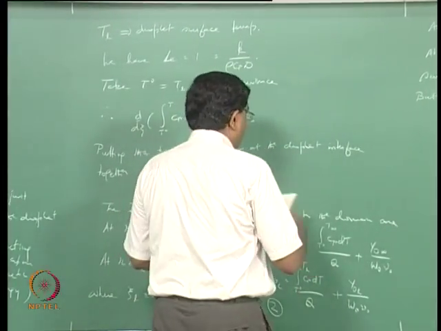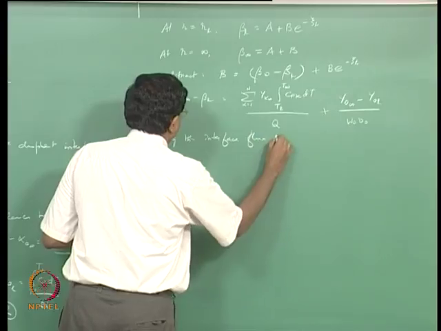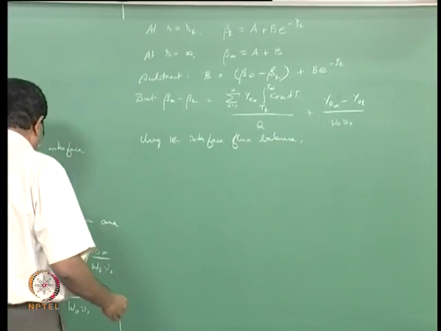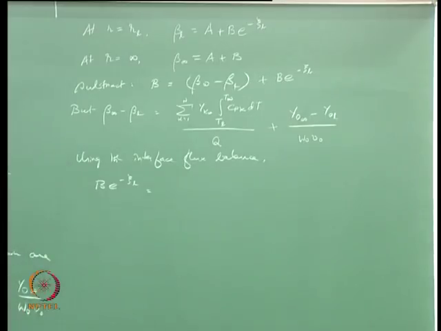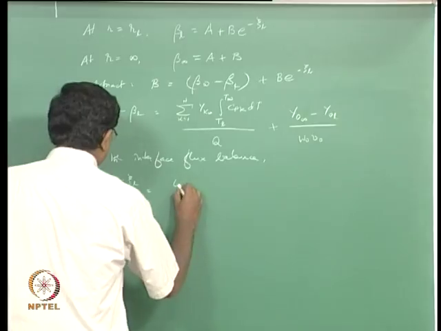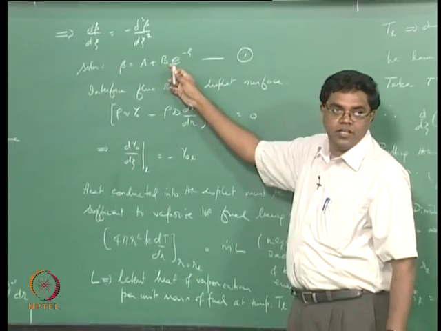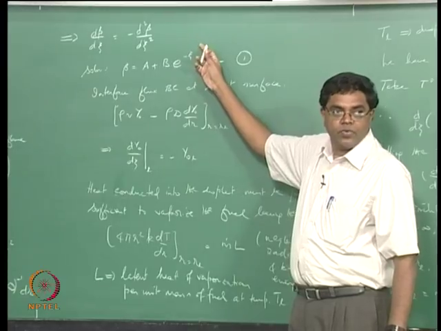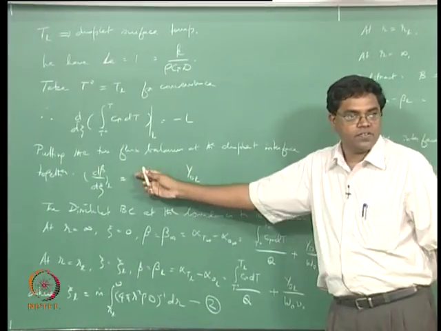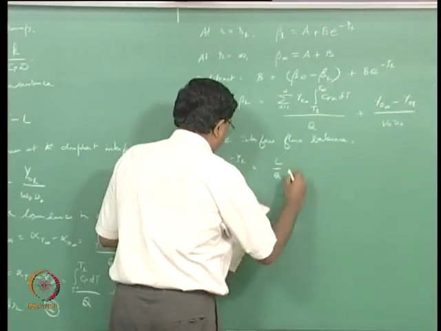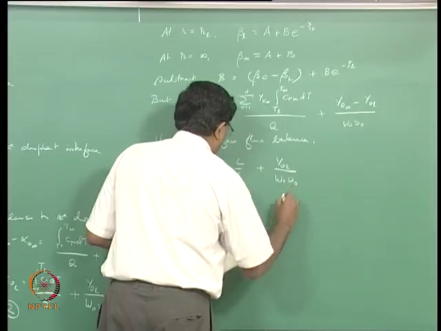So using the interface flux balance, we get B e to the minus psi L equal to L over Q. L over Q, d beta by d psi is going to have a minus B e to the minus psi, evaluated at L. So we should have a negative sign, but they also had a negative sign here, which I am going to turn into positive. So we now have this as L over Q divided by to plus YOL divided by WO nu O.